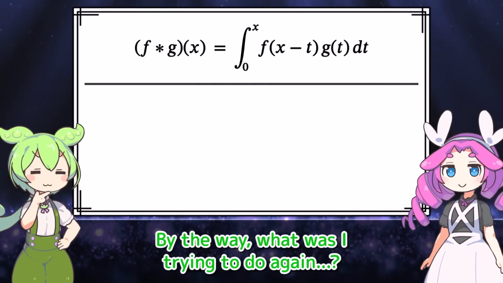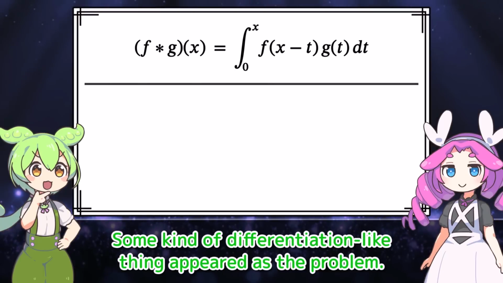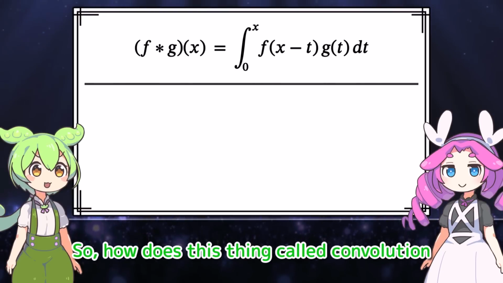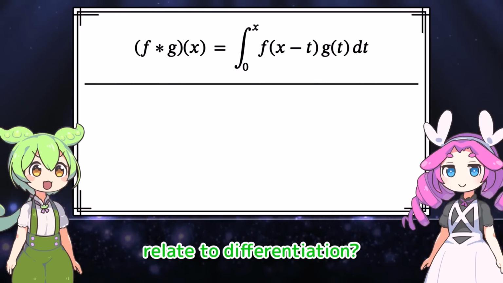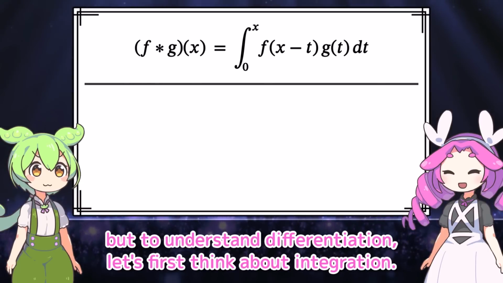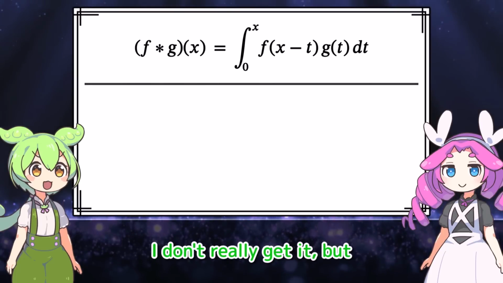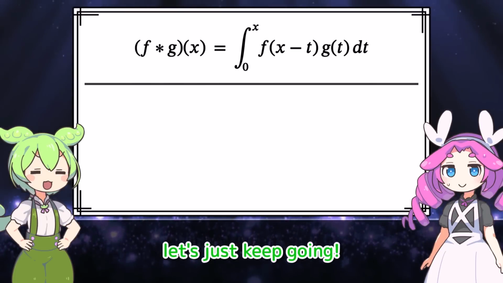By the way, what was I trying to do again? Oh right. Some kind of differentiation-like thing appeared as the problem. So how does this thing called convolution relate to differentiation? No need to rush. It might seem like a detour, but to understand differentiation, let's first think about integration. Thinking about integration first. I don't really get it, but let's just keep going.